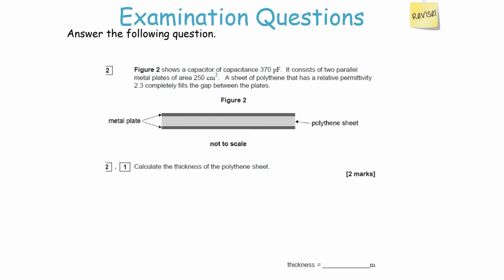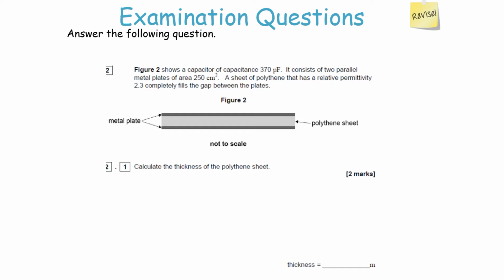So figure 2 shows a capacitor of capacitance 370 picofarads. Remember what pico means. It consists of two parallel metal plates, areas of 250 centimetres squared. Again, remember what centimetres squared are. We need to convert those to metres squared later, and think about it, centimetres squared to metres squared is not the same as centimetres to metres.